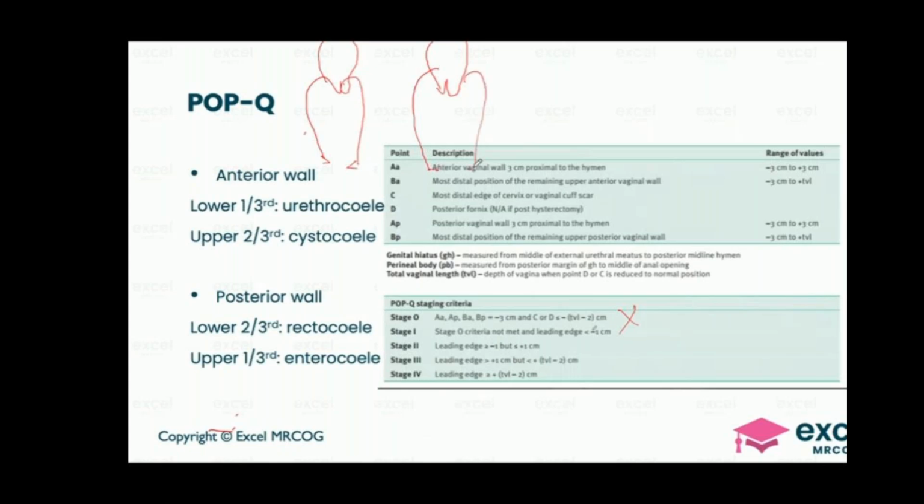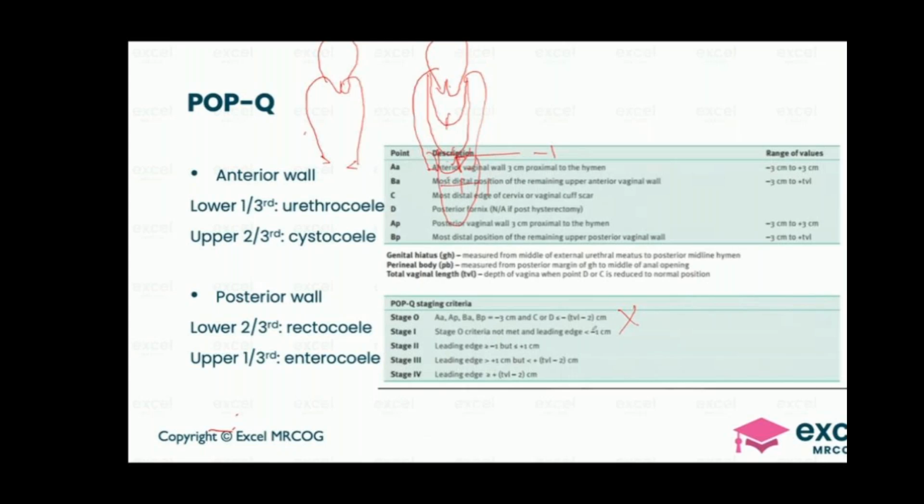This is the hymen. Even if it comes down here or here, it is still 1 centimeter above the hymen. The lowermost limit is 1 centimeter above the hymen, so it is anywhere between 0 and -1. What is stage 2? It is anywhere between -1 across the hymen to +1. That is stage 2. Stage 3 is anywhere beyond +1 till TVL -2.